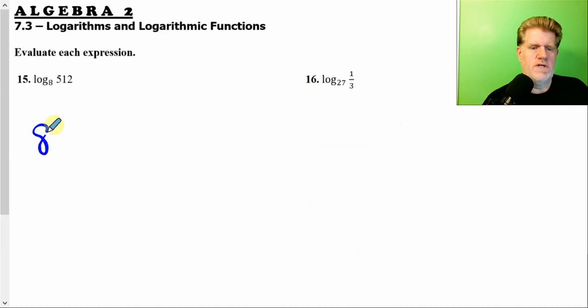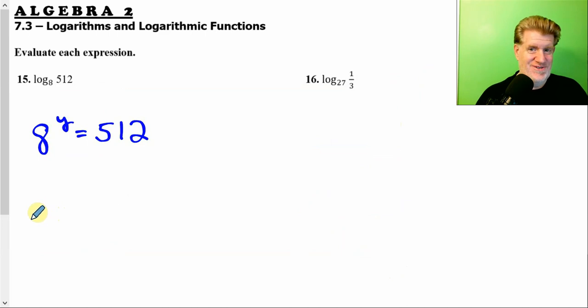8 to what power would give you 512? Now, we're not doing anything crazy yet. Crazy is for later. So 8 times 8 times 8. How many 8s do you need to get there? And you can just do a little easy manipulation to see that that's 3. 8 times 8 times 8. Take your calculator. Do 8 times 8. See what you get. Multiply by 8. If you do it 3 times, you get 512.